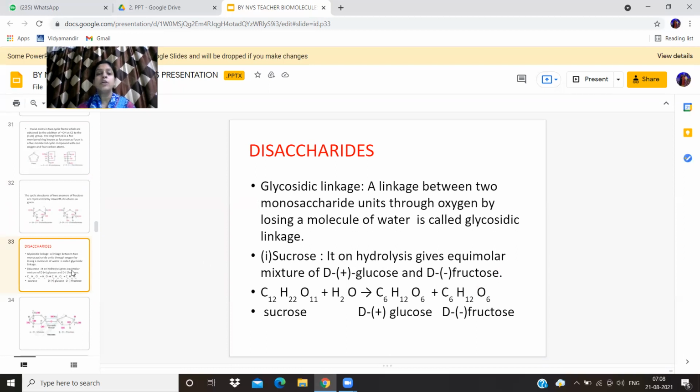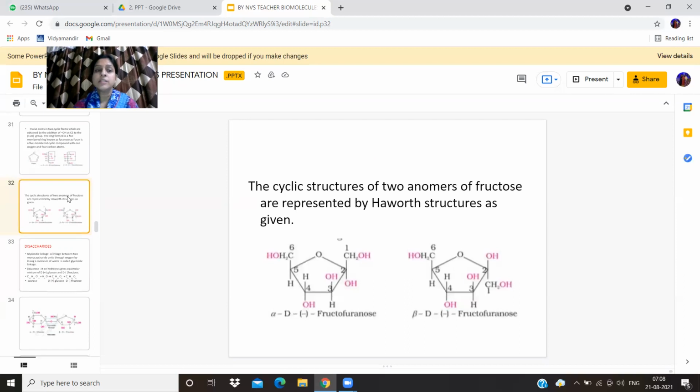Next is about the disaccharides. This we will do in the next class. Today we have discussed the cyclic structure of glucose as well as fructose. Just go through it again and read it from your NCERT book. Thank you.